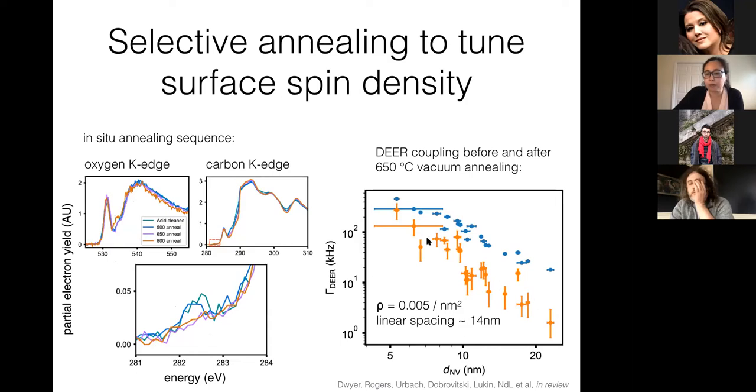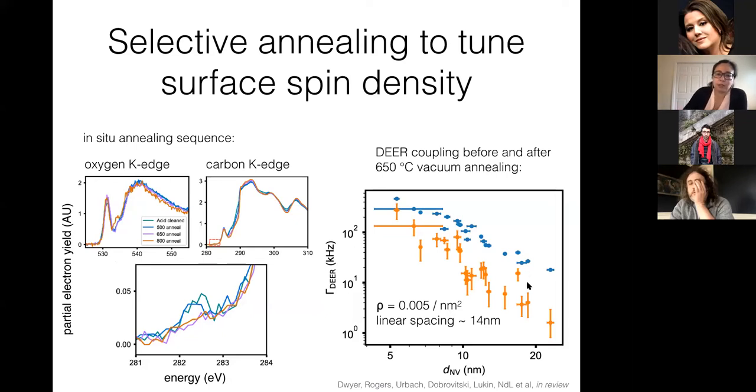And now if we do, again, DEER coupling measurements on individual NV centers in the same sample before and after the 650-degree vacuum annealing, we find that the DEER spin coupling rate goes down significantly for all of the NV centers. Okay. So we can selectively tune the surface spin density, but then we're immediately confronted by a number of puzzles with this data.